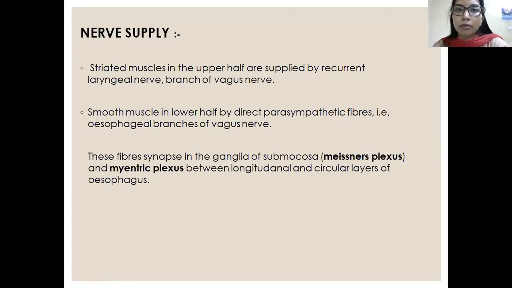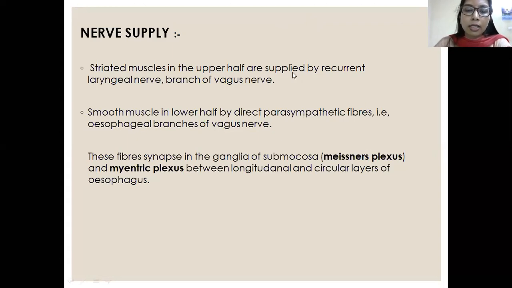Vagus is which cranial nerve? How many cranial nerves are there? Yes, very good. It's the 10th cranial nerve.